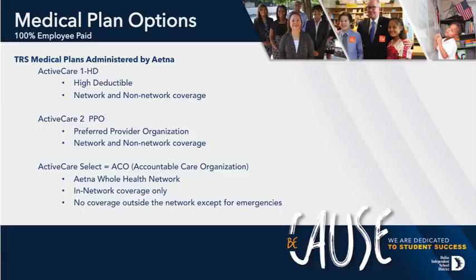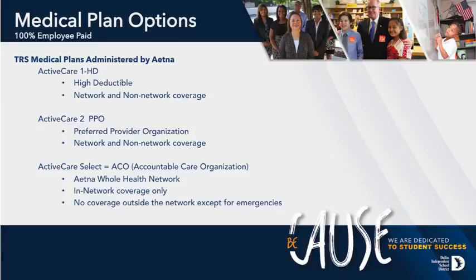The One HD plan and Active Care 2 offer two levels of benefits, network or non-network. When you use a network physician or hospital, the plan pays a larger part of your health care costs than when you receive care outside the network. You still have coverage for non-network providers, but you may pay more. With the ACO plan, Active Care Select Aetna Whole Health, similar to an HMO, you have network-only coverage. There is no plan coverage for care received from non-network providers, except in an emergency.